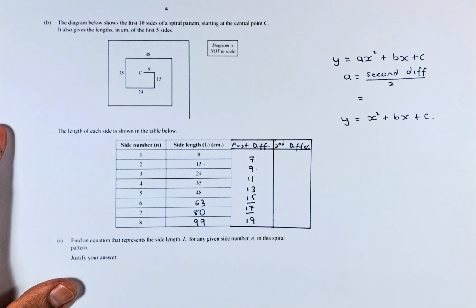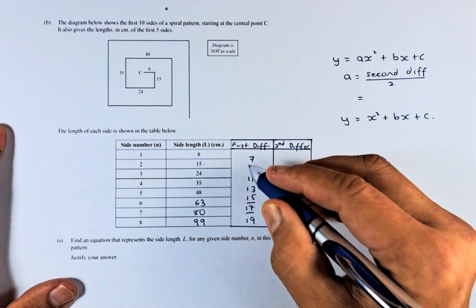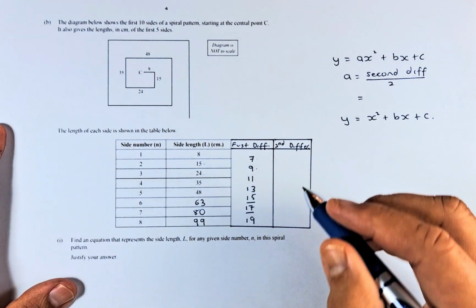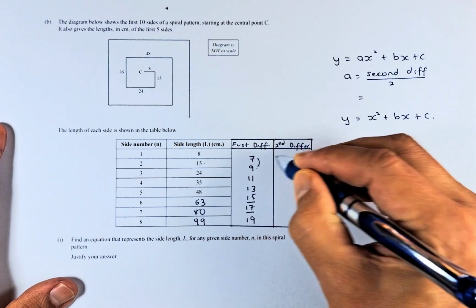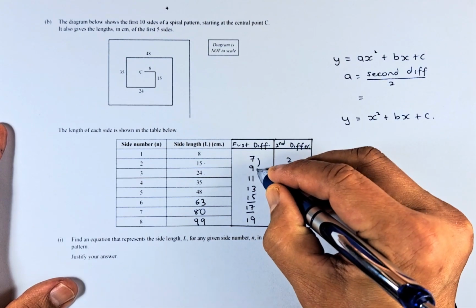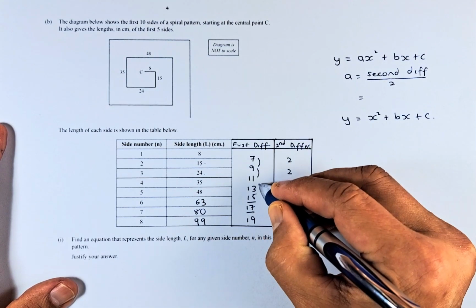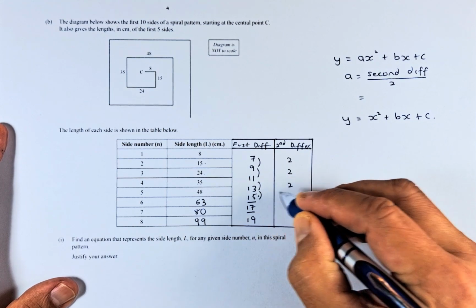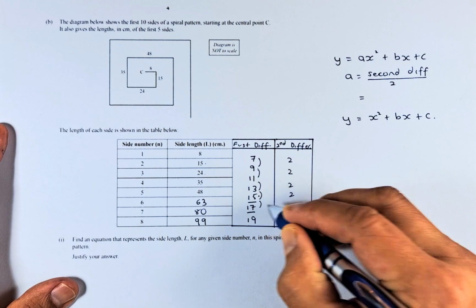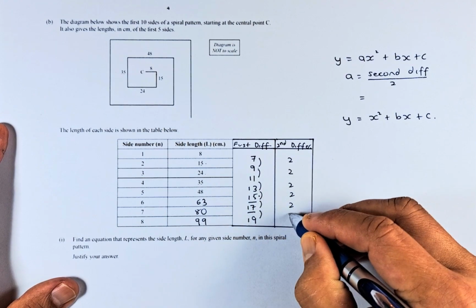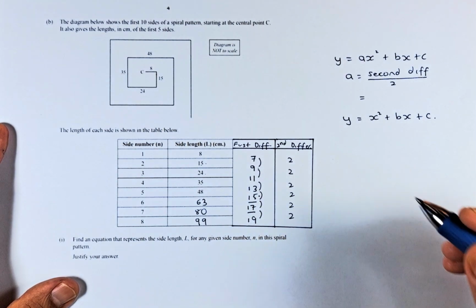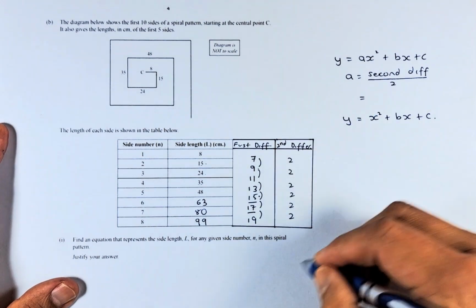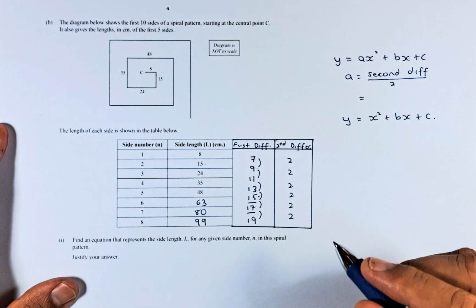So in this case, it is a quadratic because the first differences are different numbers, and then we're going to find the second difference. From 7 to 9, the difference is 2. 9 to 11 is again 2. From now on, it's all going to be 2, okay? 13 to 15 is also 2, 15 to 17 is 2, and 17 to 19 is also 2. Okay, once you know the second difference is 2, the same number, then you know this is a quadratic pattern.